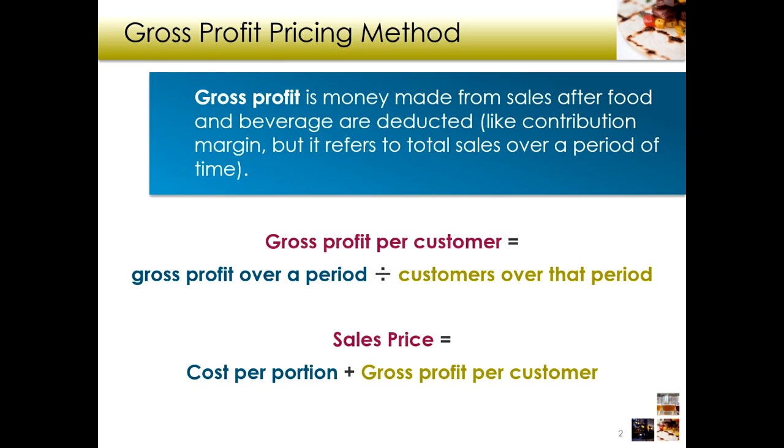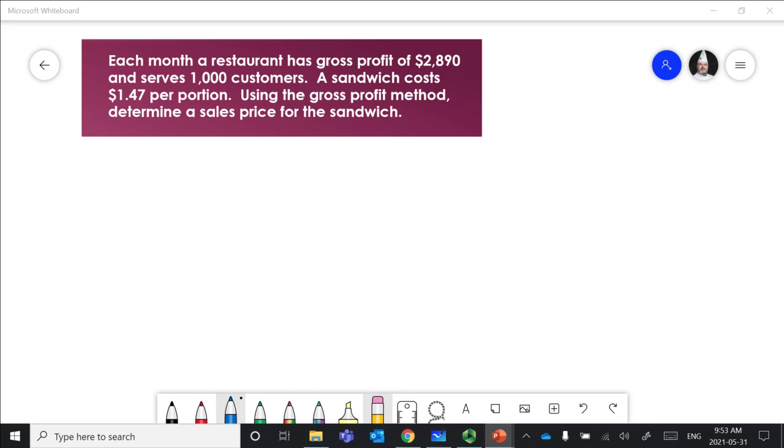Okay, so here's an example. Each month the restaurant has a gross profit of $2,890 and serves 1,000 customers. A sandwich costs $1.47 per portion. Using the gross profit method, what are we going to sell our sandwich for? The first thing we need to do is determine our gross profit per customer, and that is really simple. We had $2,890 in gross profit divided by 1,000 customers, which gives me $2.89 in gross profit.